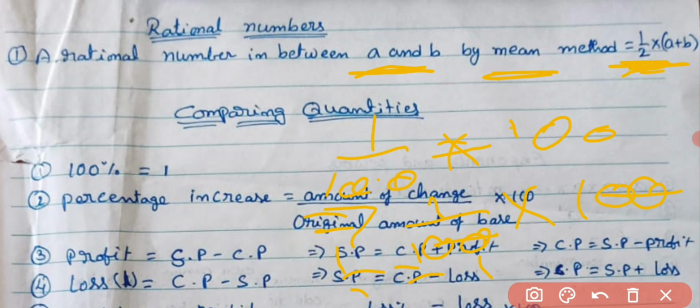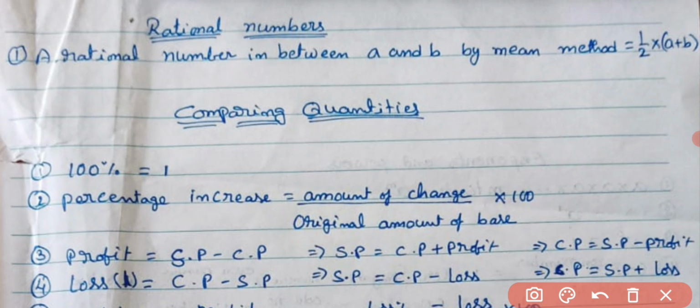Let's clear it. Now the second property of comparing quantities is, if you are asked how many percent a particular quantity is increased, this is the property to find out the quantity increased in percentage.